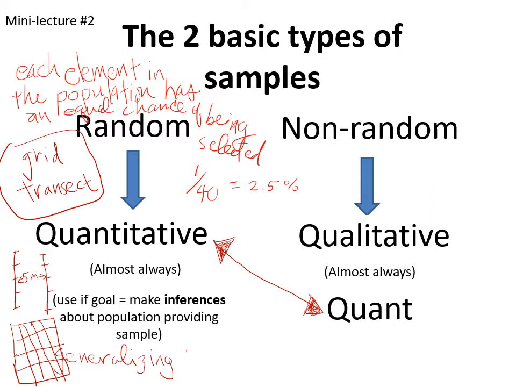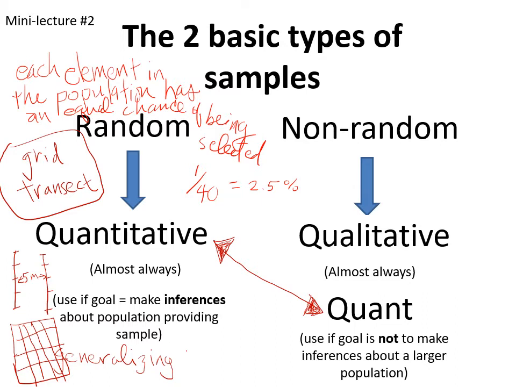I think that is everything on this slide. Oh, one more thing. And you should still be taking notes. So for quantitative non-random samples, remember that the goal is not to make inferences about a larger population. So you are not generalizing to a larger population.